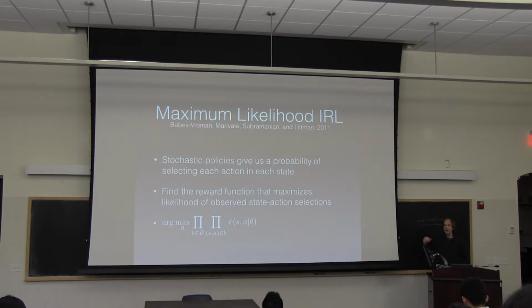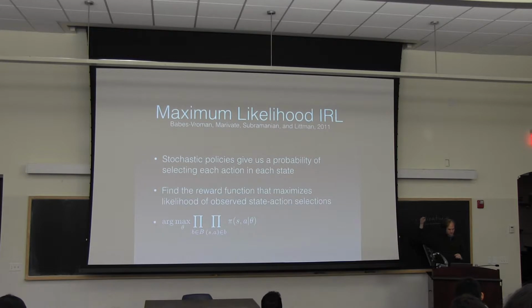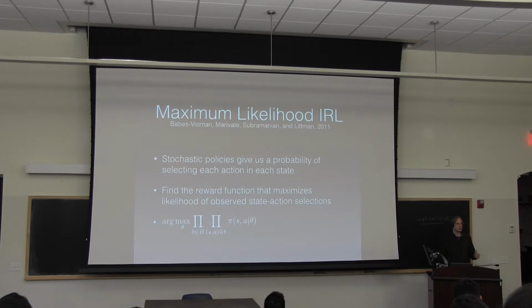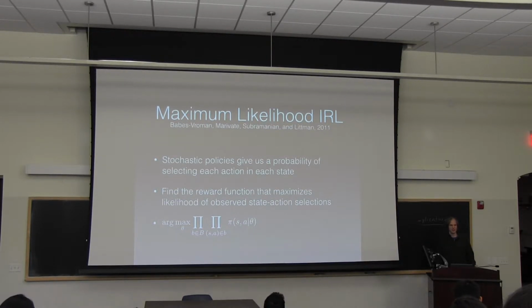So if we assume we had this policy, or if we can create a stochastic policy, then what we might want to do is find a reward function that would maximize the likelihood of our observed behavior under some policy. If we derive the policy from that reward function, we want to maximize the likelihood of our observations of state action pairs. Does that kind of make sense?